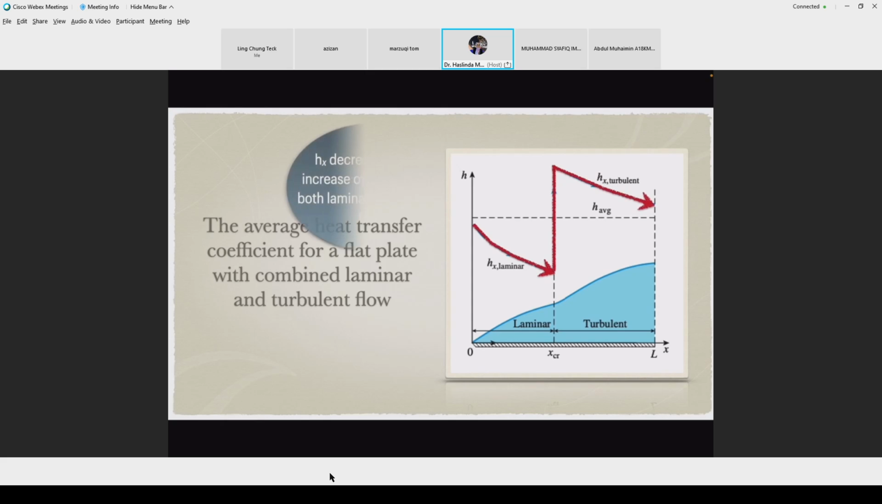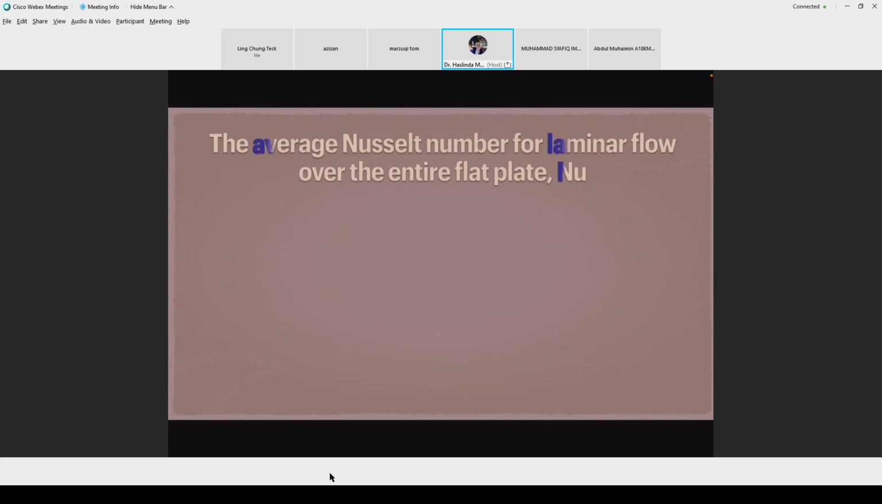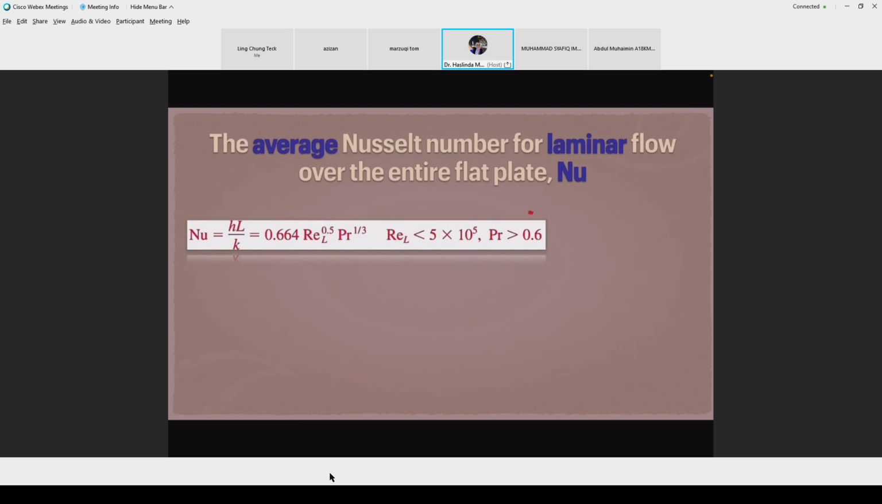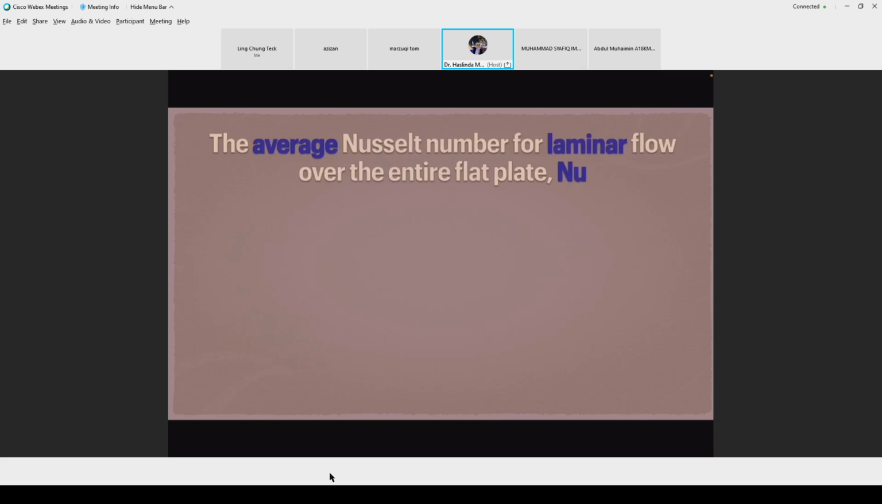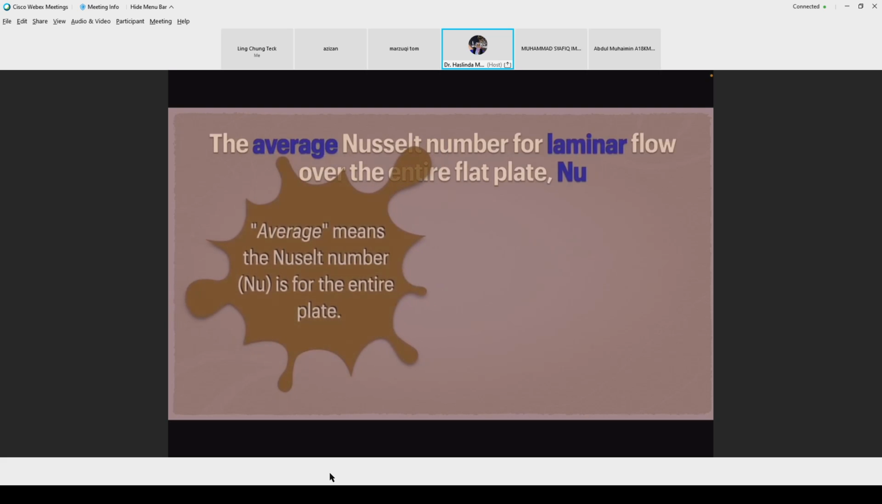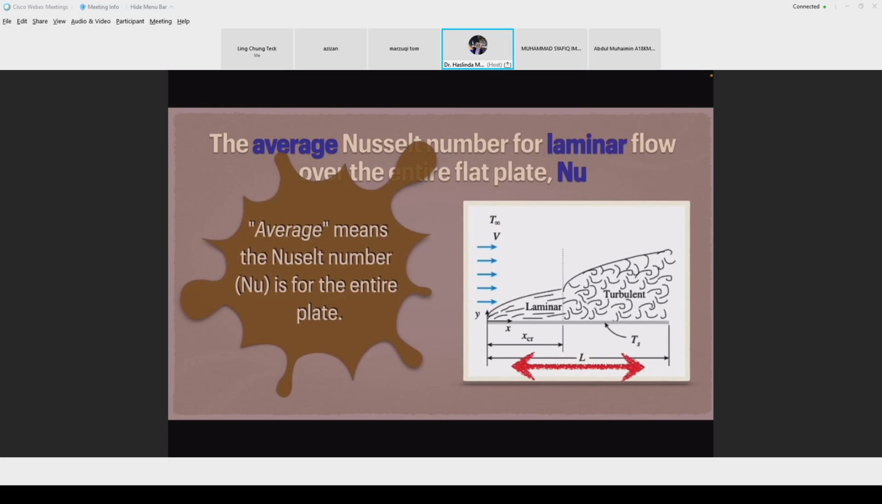Because we have two types of flow. So H decreases with an increase of distance x for both laminar and turbulent. We can see from the profile, right? So now for laminar flow over the entire flat plate, previously we looked at local, now we are looking at average. Average for the entire plate. So this is the formula to be used for laminar flow over the entire flat plate, the Nusselt number equation actually.